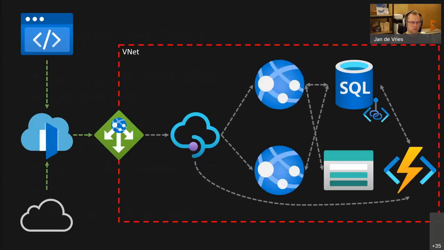So what you can do, and especially if you're working globally, is having a setup like this. So having your clients connect to Front Door, and Front Door connect to your app gateway.